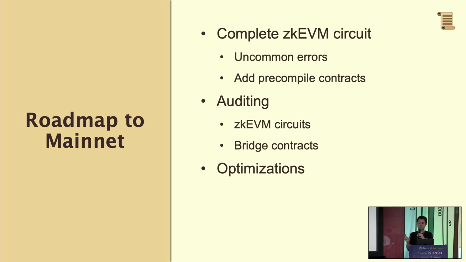And then we will also add precompiles, to support all the precompiled contracts in the zkEVM circuit. We already have a lot of work in progress, and we are committed to finish that within the next few weeks. And then we are going to do auditing: we're going to audit the zkEVM circuits, the bridge contracts, and the node implementations. And then we'll also apply some of the optimization ideas we have to further reduce the proof generation time and the proof generation requirements.